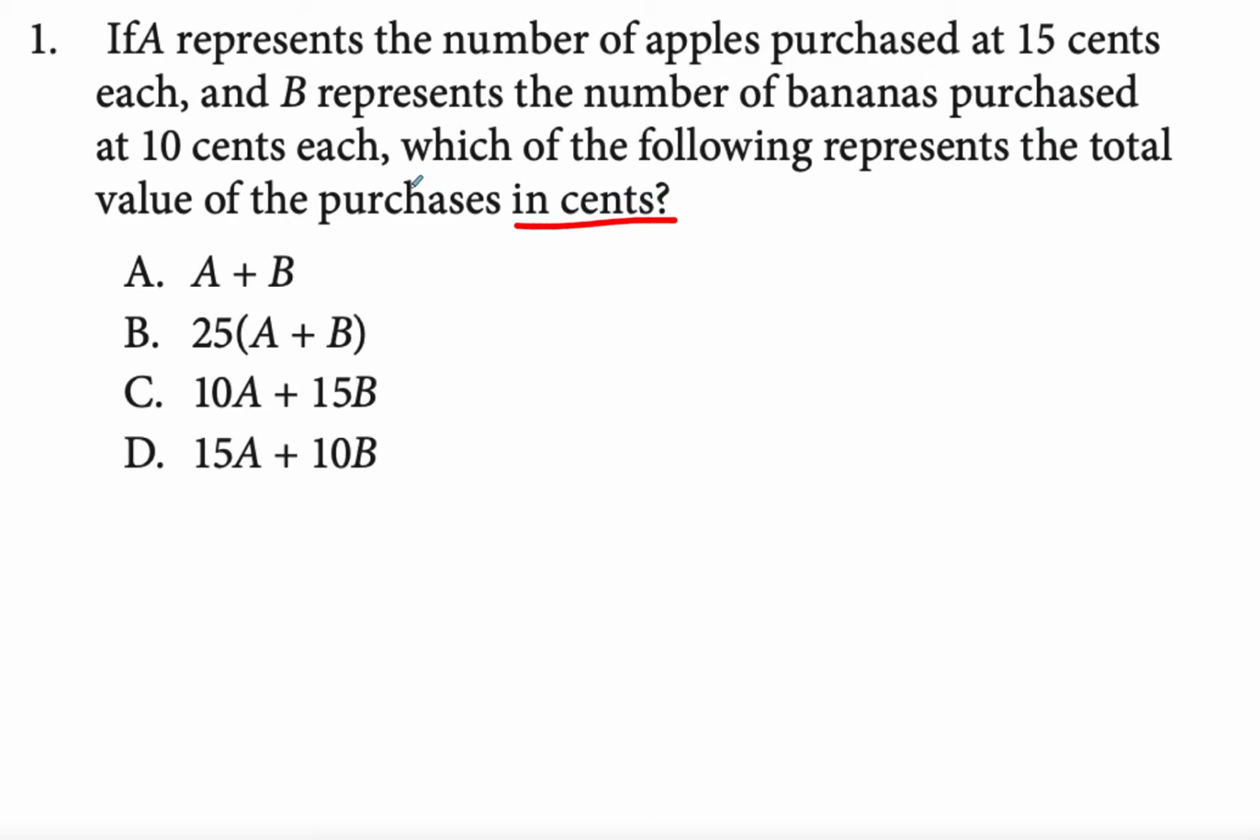Notice that they all have the same unit, cent and cent and cent. So then, since apples are 15 cents each, we can say 15A. That's how much money you have to spend to purchase all the apples. Plus, how about the bananas? It's going to be B paired up with 10, so I'm going to add 10B. So 15A plus 10B becomes my answer for total purchase, choice D.